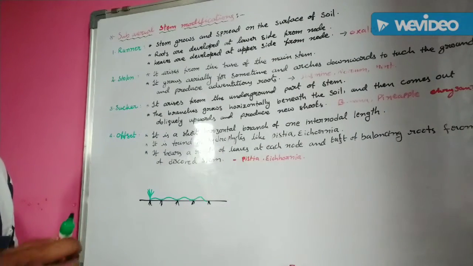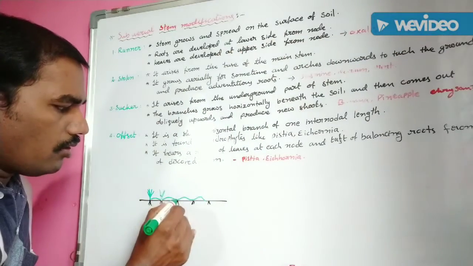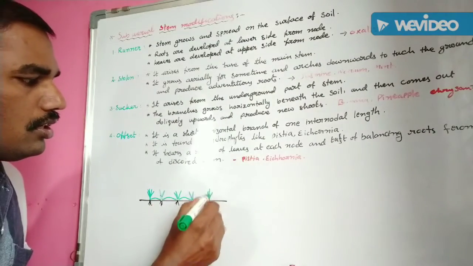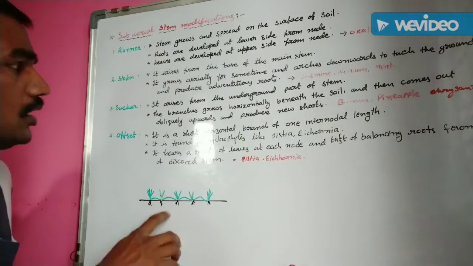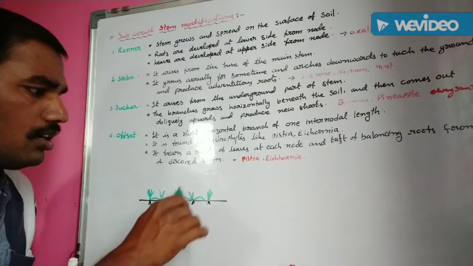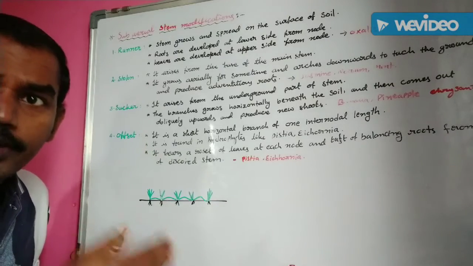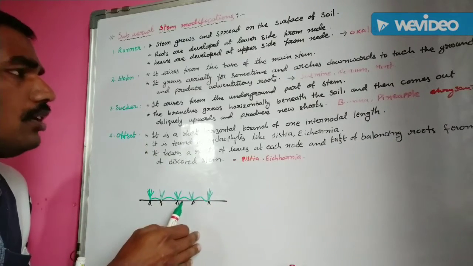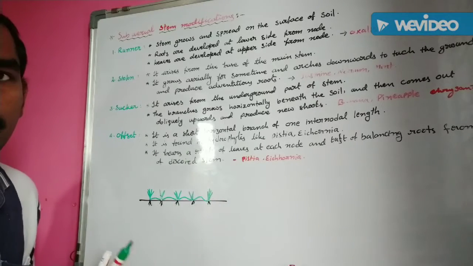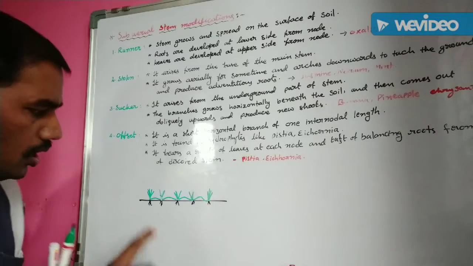Next, leaves are developed at the upper side of the node. In this way, the stem grows and spreads, running on the surface of the soil, and roots arise from every nodal region at the lower side. Next, the upper side of the node develops leaves. These are called runners. This one is a runner.